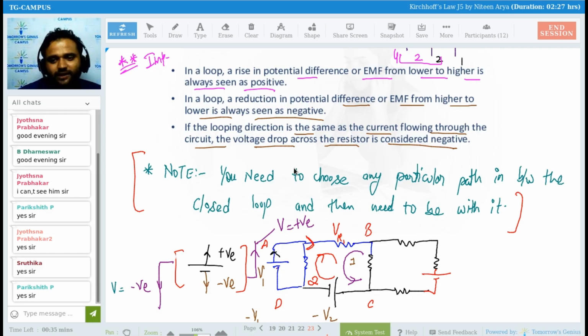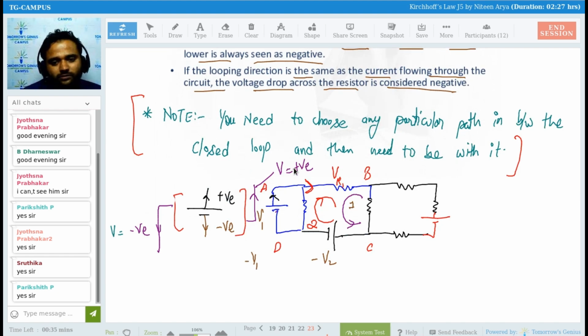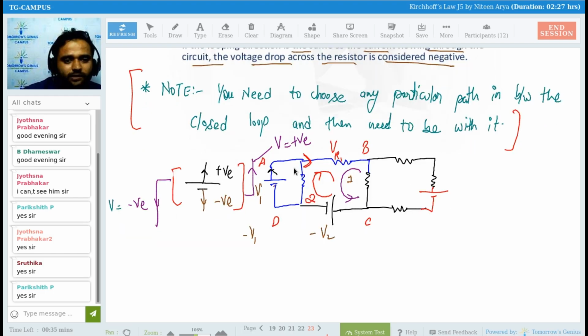I know this is confusing. If you want me to write down every single sentence other than the above, I can, but if it is clear, I don't need to. That's what I want to hear. The main thing is you need to choose any particular path in the closed loop and stay with it. First thing, understood?